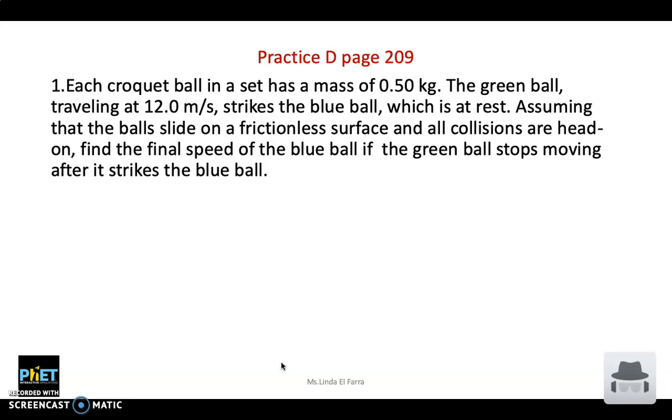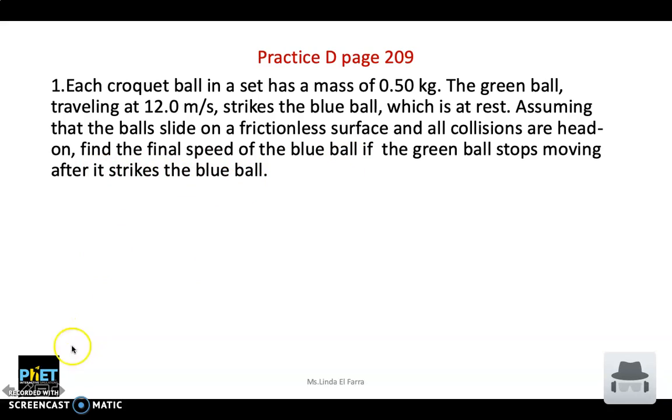We'll solve practice problems on the law of conservation of momentum to predict final velocities of objects after collision given their initial velocities. So the first question says each croquet ball in a set has a mass of 0.5 kilogram. The green ball traveling at 12 meters per second strikes the blue ball, which is at rest. Assuming that the balls slide on a frictionless surface and all collisions are head-on, find the final velocity of the blue ball if the green ball stops moving after it strikes the blue ball.